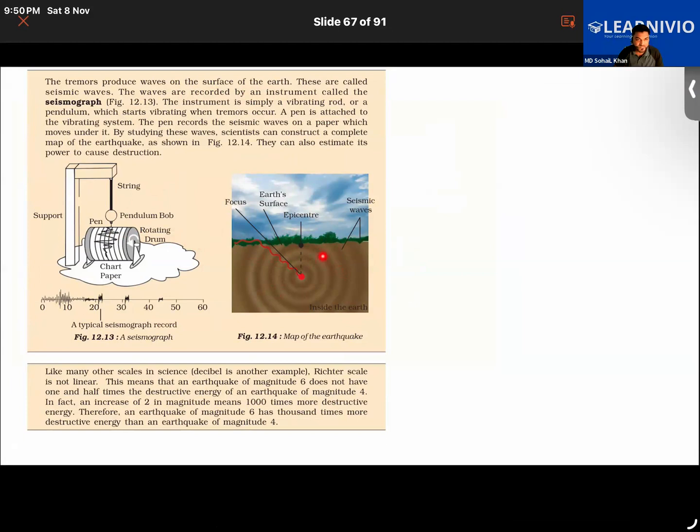And this instrument is quite simple. If you have the right things, you can make a setup like that. You can make a working model of it. So this is how the line graph will look, a typical seismograph record. So the pen basically will be recording the seismic waves. What does this pen record here? It is basically recording the seismic waves. Later on, this will be analyzed to decide what the magnitude was.